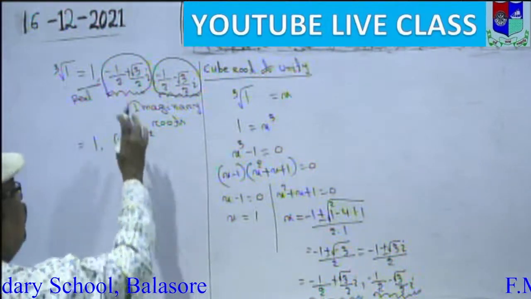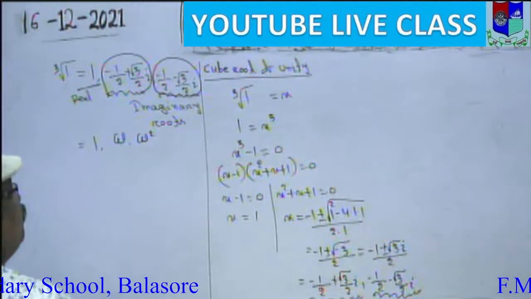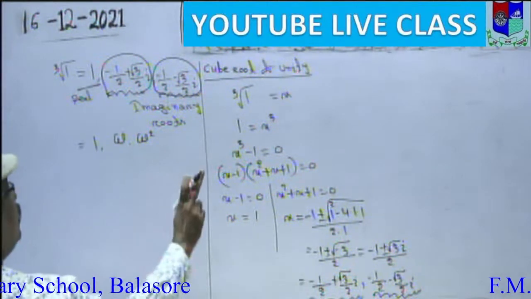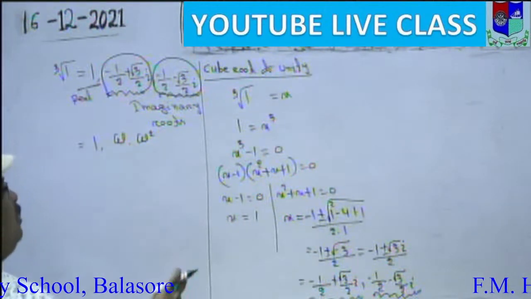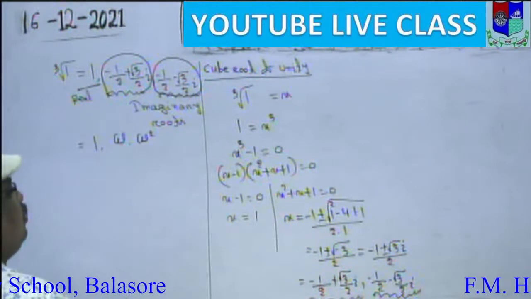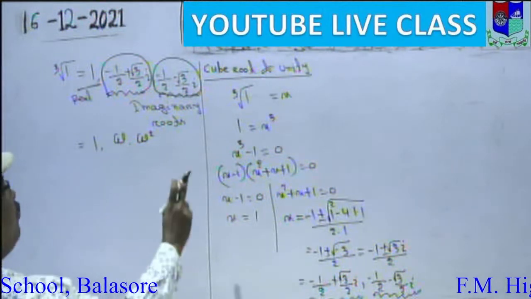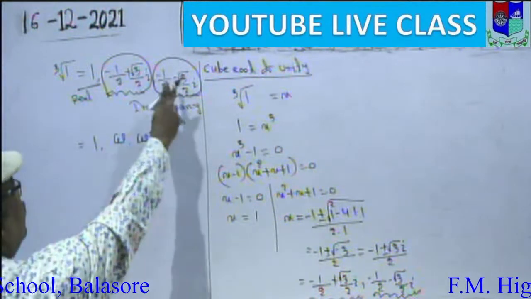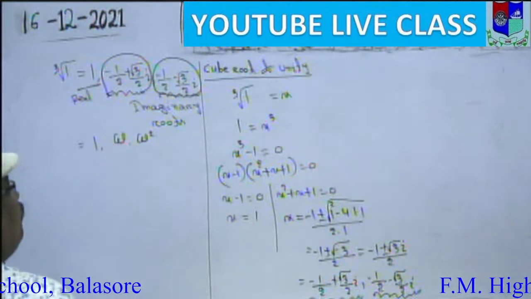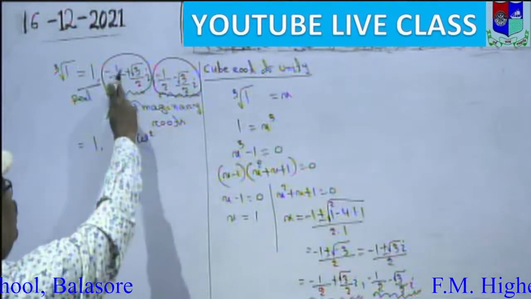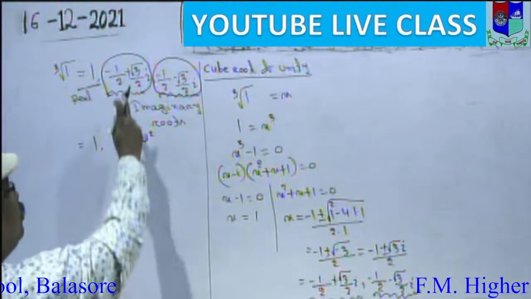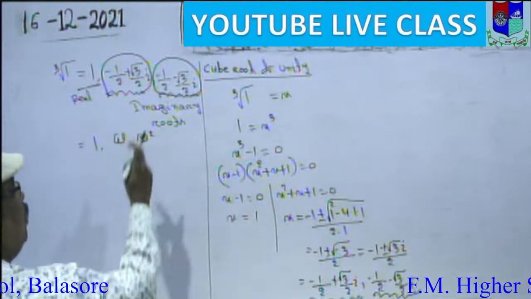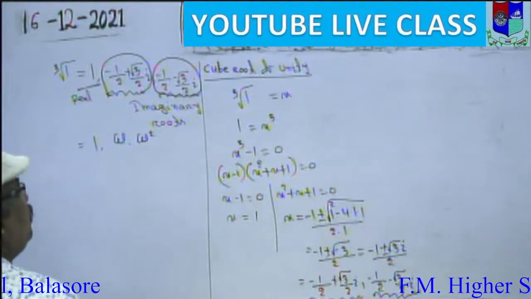So what will be the relation between these two roots? We find one relation is they are square of each other, and another relation is they are conjugate to each other, because we know conjugate means the real part will remain, only the imaginary part will become negative. So they are conjugate to each other as well as they are square of each other.